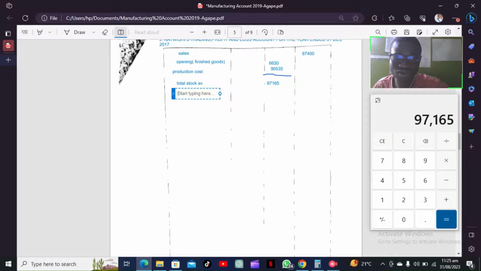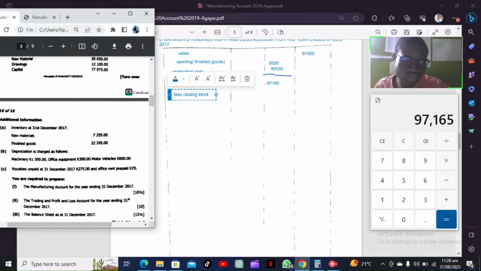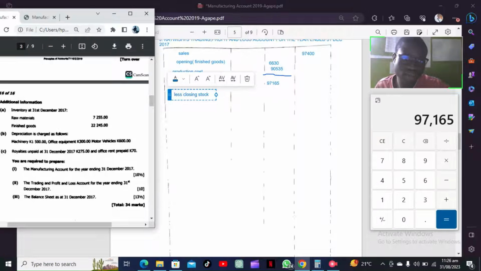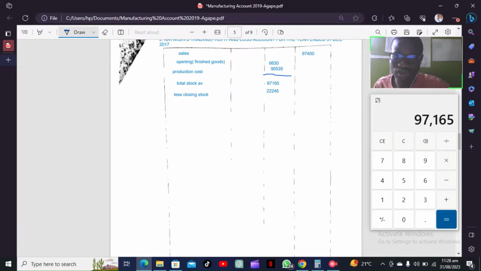From the total stock available now, we're going to say less closing stock, or inventory. This closing stock, again, in here now, we're focusing on the finished goods, not the raw materials. So how much was our closing stock for finished goods? The closing stock for finished goods was 22,245. So we're going to put it here, 22,245, like so.